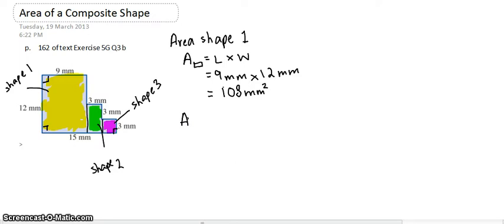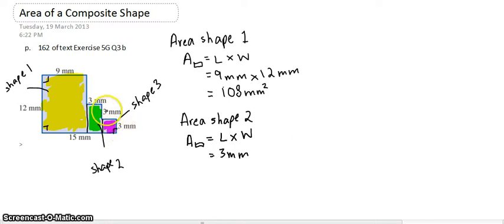Okay, so now I need to find my area of shape 2. This is my green area now, my area of shape 2. Obviously that's a rectangle as well, so I need to use my rectangle rule. Area of a rectangle is length times width. My length of this shape is 3 millimeters. And my width of this shape is the 3 millimeters here and the 3 millimeters there, so it's 6 millimeters.